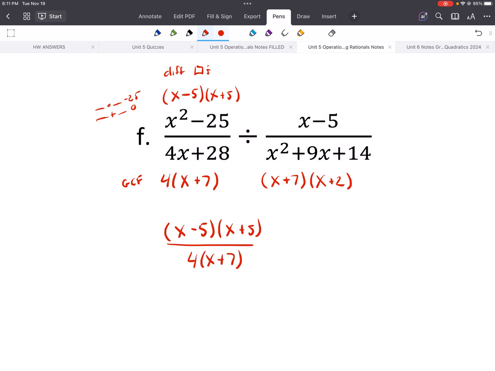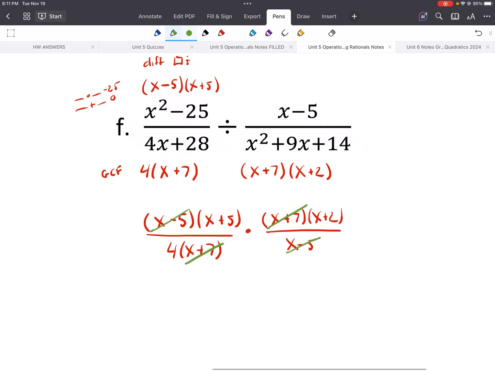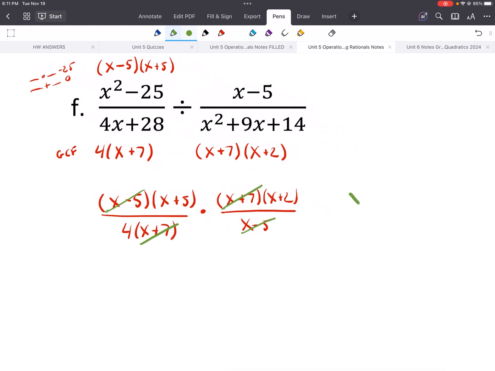So we've got that, and then we want to keep, change, so change is multiplication, x plus 7, x plus 2, all over x minus 5. Okay, so we keep, change, flip, and we'll see if we can cancel anything. So we've got x plus 7s, we've got x minus 5s, and I think that's it. So our final answer here would be x plus 5, x plus 2 over 4.